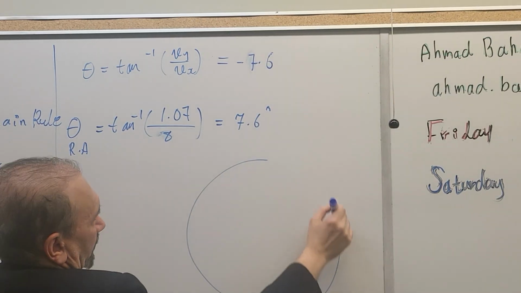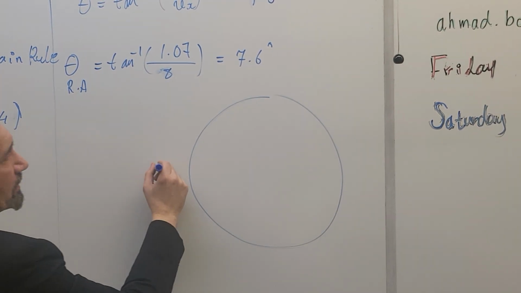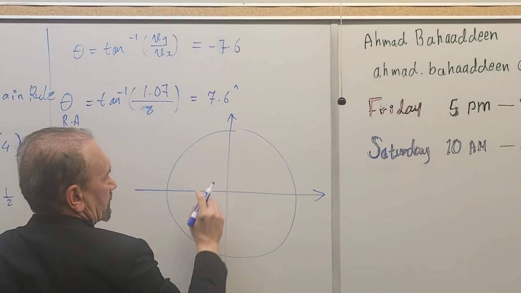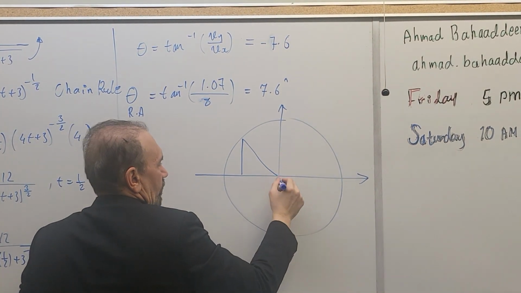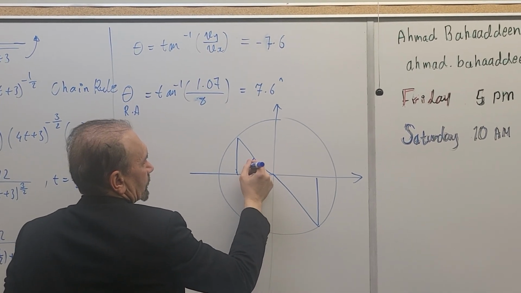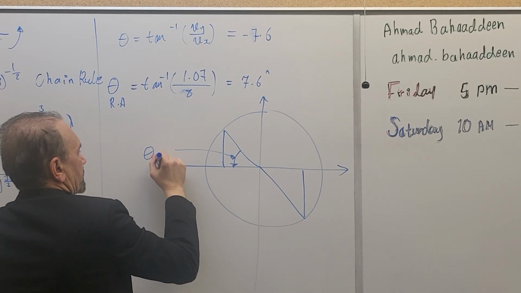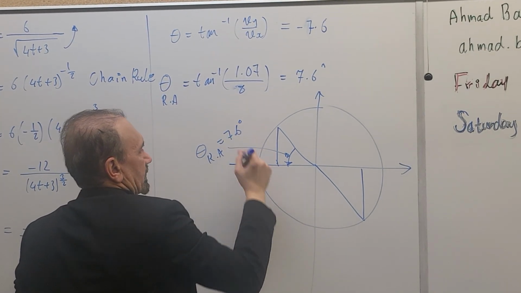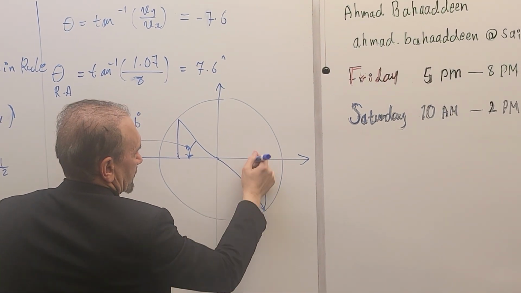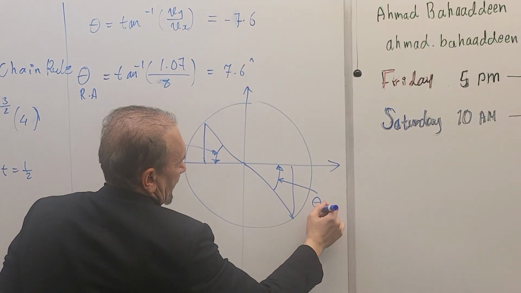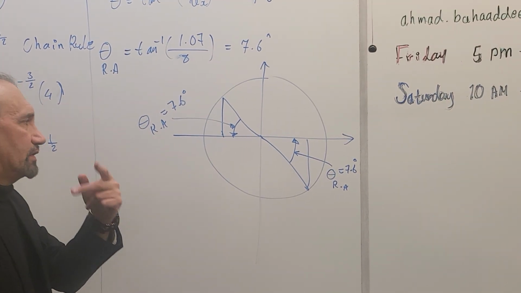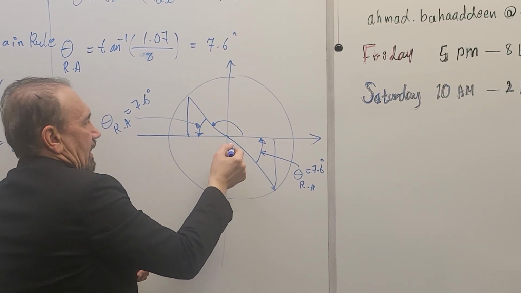If I make a circle here, since my tangent is negative, I am expecting to be in two quadrants. In quadrant number 1, tangent is positive, and here tangent is positive, so I am either here or here. If I take the reference angle as it is, theta reference angle equals 7.6 degrees, and theta here also has the same reference angle, 7.6 degrees. So now I need to find two things: the rotation angle here, and the rotation angle here.